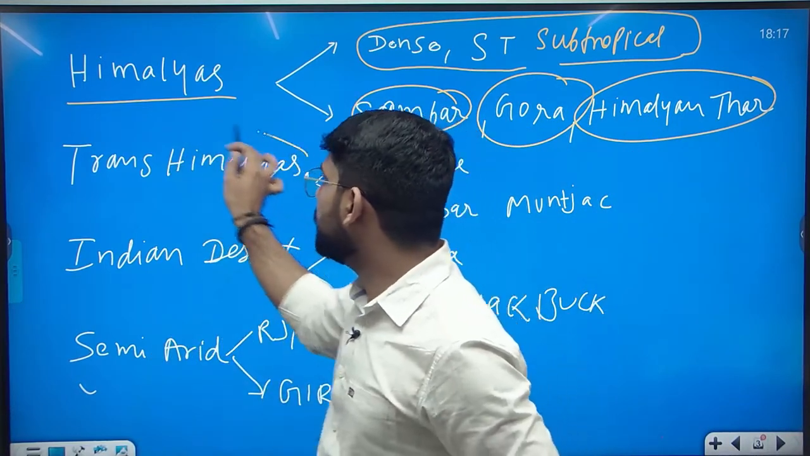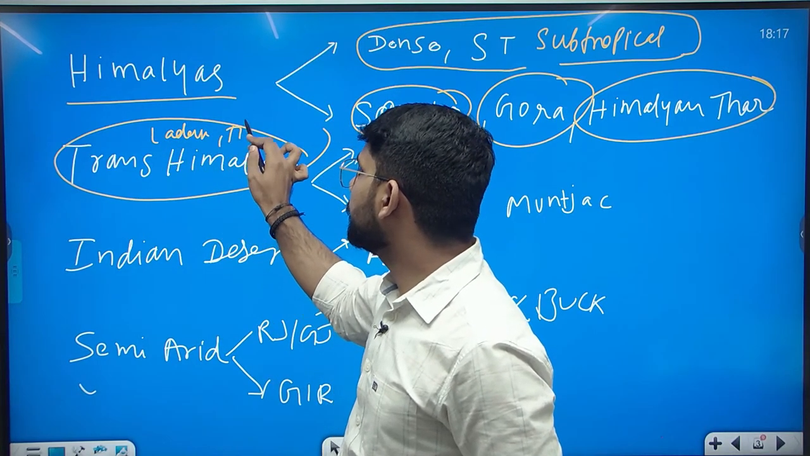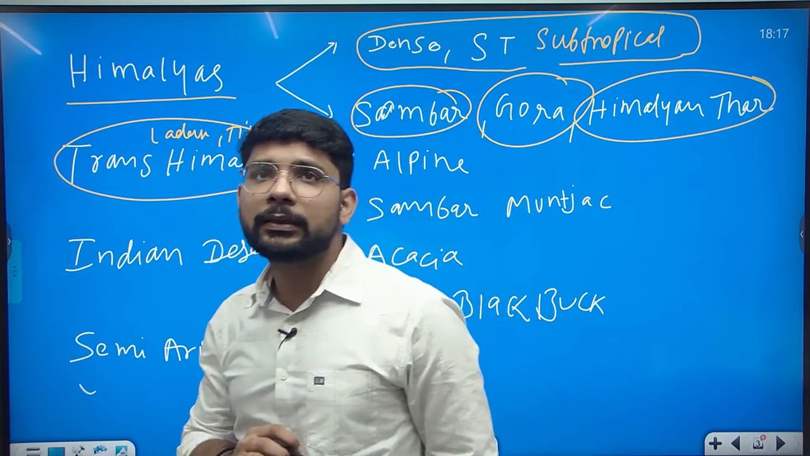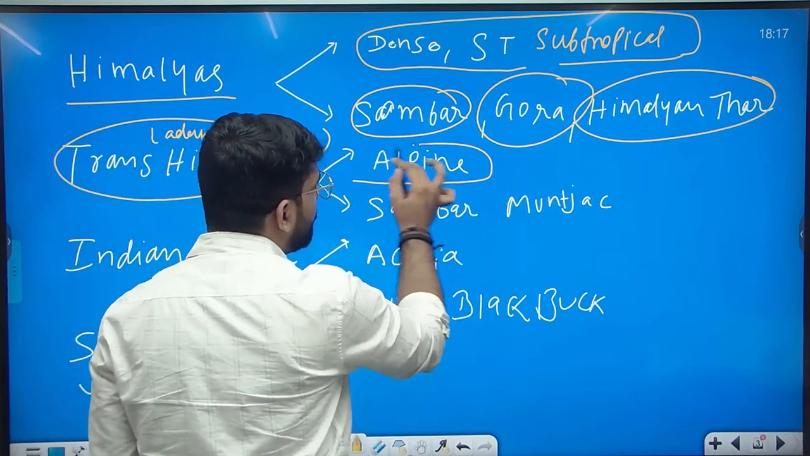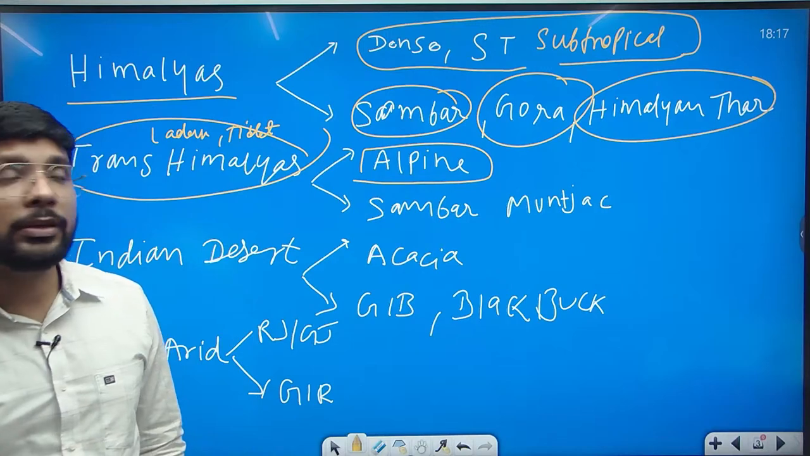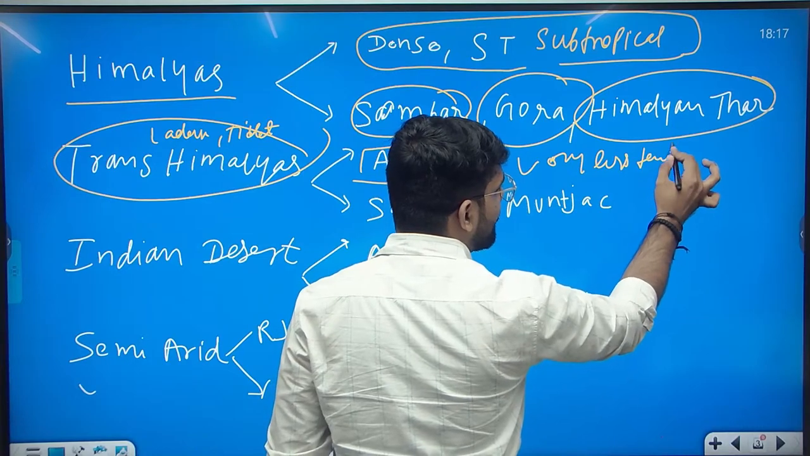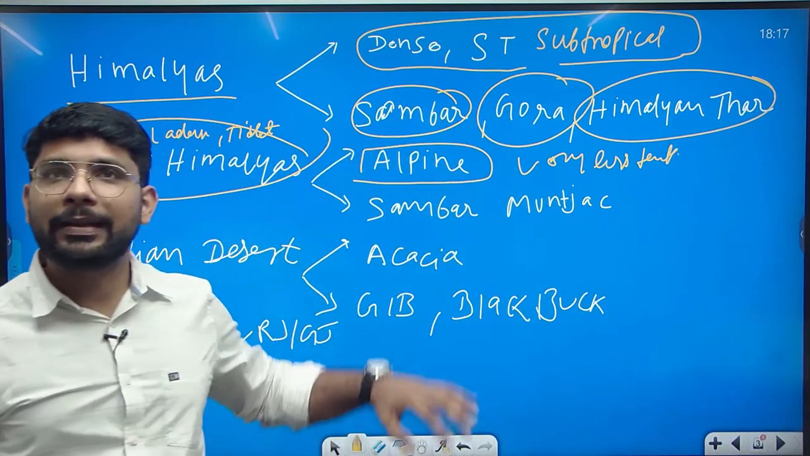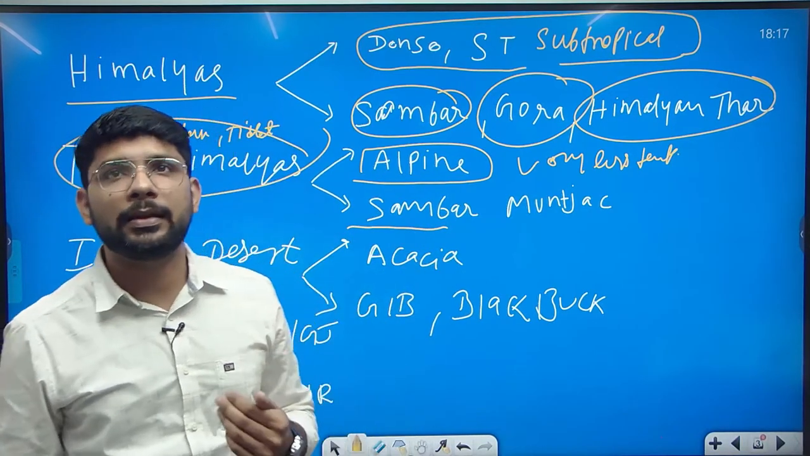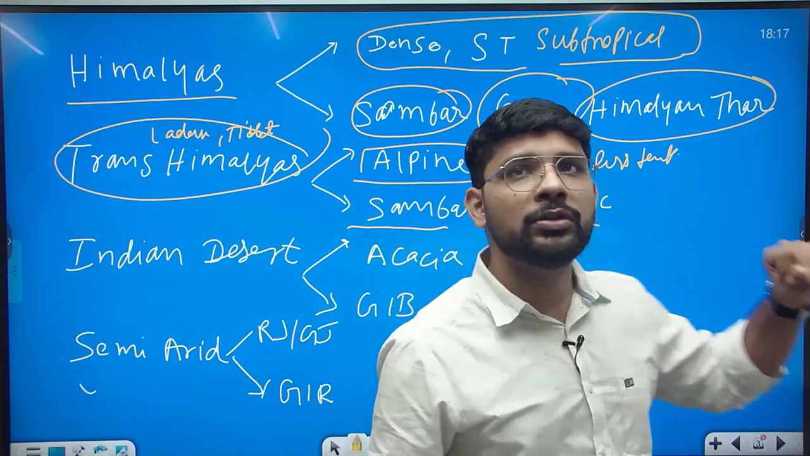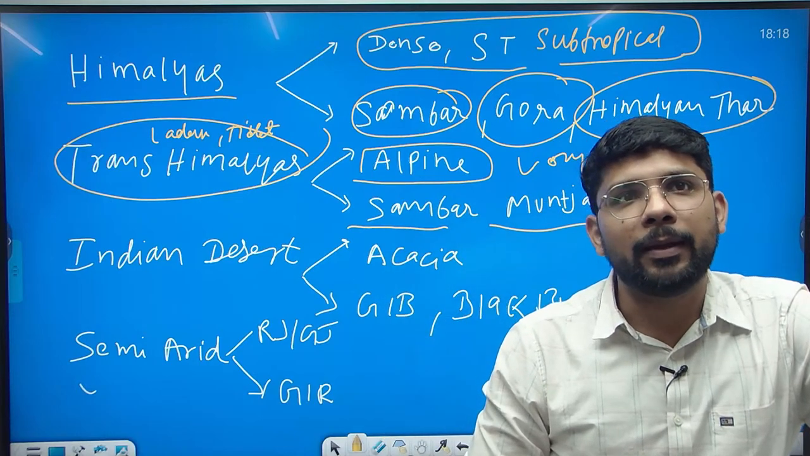If you're going to the trans-Himalaya, the region in between Ladakh and after Tibet, the region is known as the Trans-Himalayan region. Even in the Trans-Himalayan region, in flora, you will find the alpine tree, because of the very low temperature in this region, you will find the alpine species. You can also find the sambar in the Trans-Himalayan region. And the other species is the muntjac. This is also a fauna species you will find in the Trans-Himalaya.